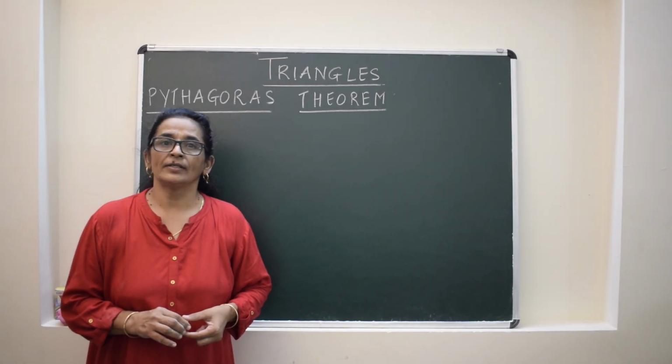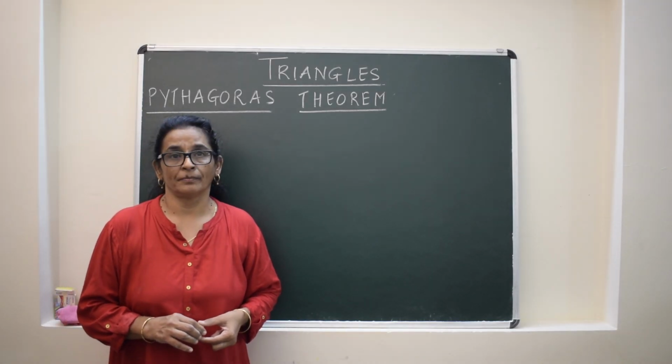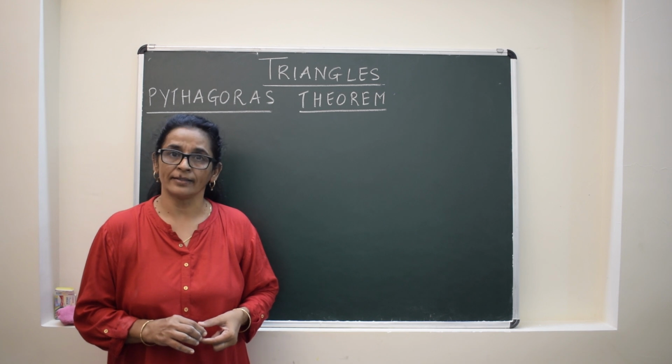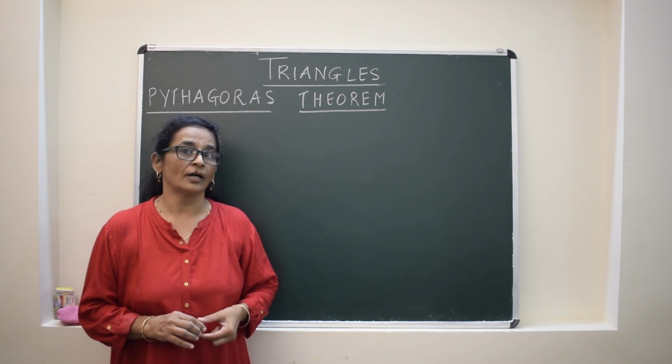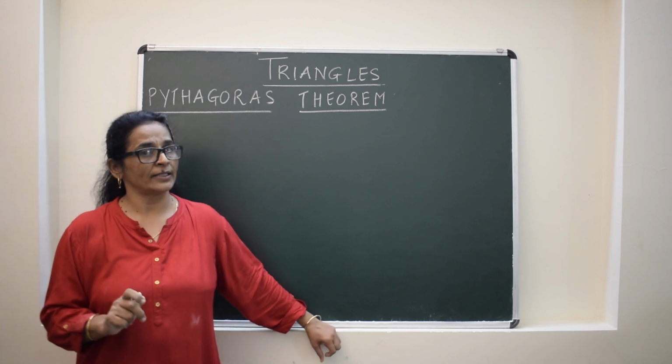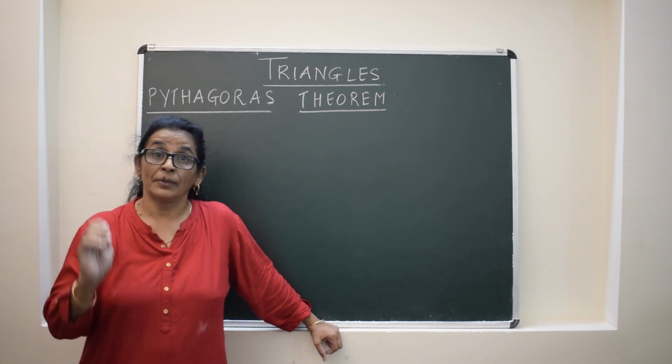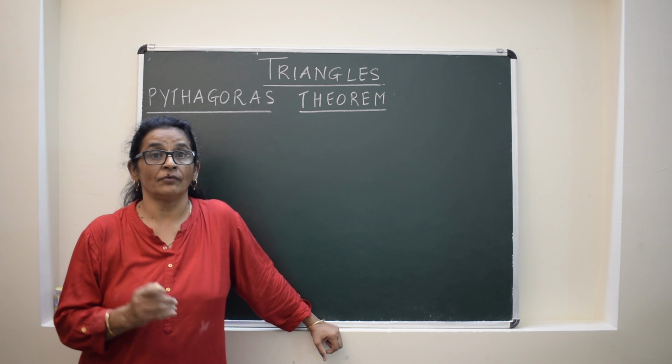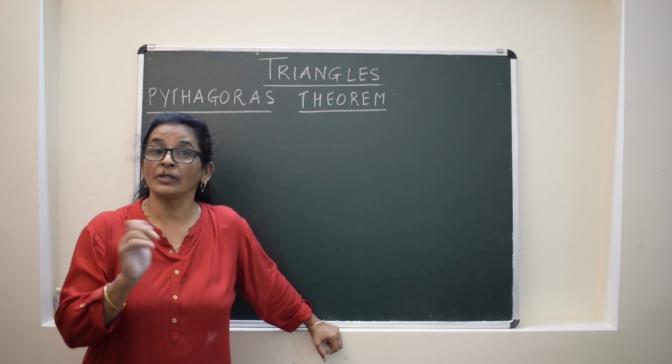In this lecture, we will discuss Pythagoras theorem. Pythagoras theorem is: in a right angle triangle, the square of the hypotenuse is equal to the sum of squares of the other two sides. This is well known. But this time, we will prove Pythagoras theorem with the help of similar triangles.